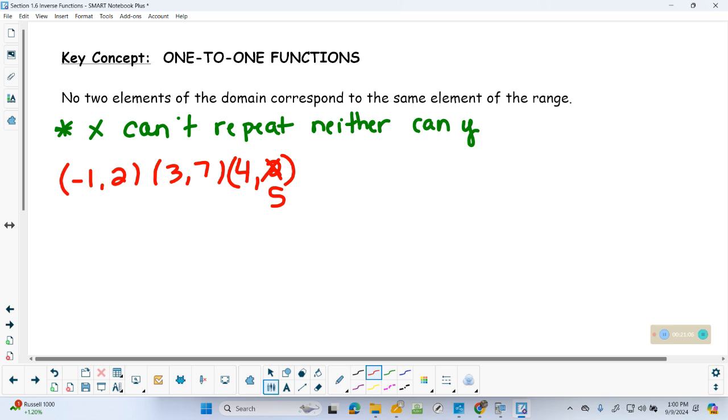Now, why does this matter? Why do you care if it's a one-to-one function? Only one-to-one functions have inverses. Does an inverse exist on it? If it's not a one-to-one function, there's no inverse. It just doesn't happen. You can't make it work.